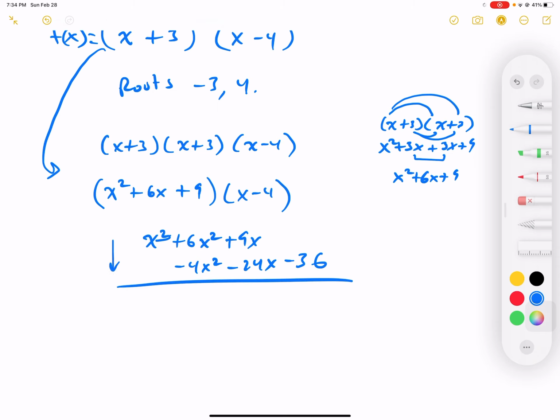We can combine like terms now. X cubed plus 2x squared minus, that's a 24, right? That's going to be 15x, and then minus 36. And this is our original function, our original polynomial. And that's what we're expected to write in IXL.